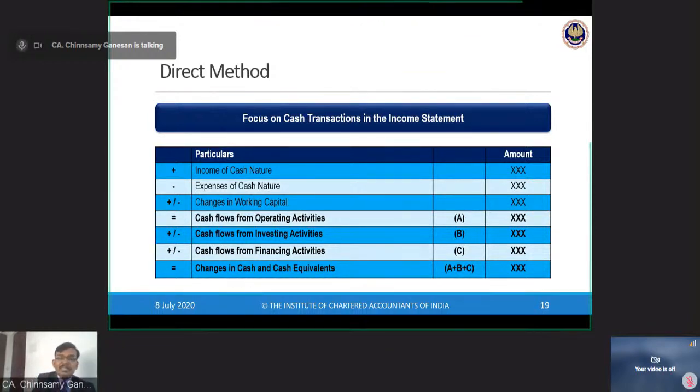That will give you your cash flows from operating activity, and plus or minus cash flows in investing activities and financing activities will give you the changes in cash and cash equivalent during the period. Plus the opening balance gives you the closing balance. The closing balance should match with your balance sheet number. Okay, this is the direct method.